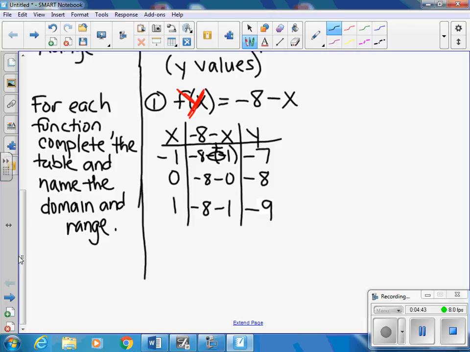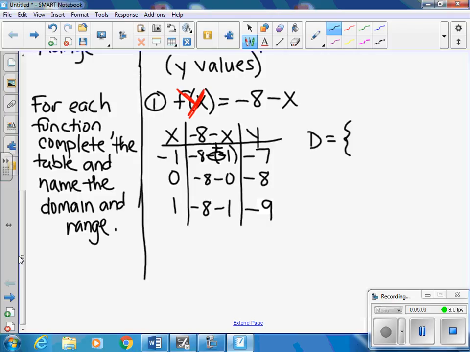All right, that's the first part of the directions. The next part says name the domain and range. This is how we do that. You write D equals, because that stands for domain, and then your values for your domain and range are always included in the braces, those squiggly lines. You'll get better at drawing them if you're a little rusty at it at the beginning.